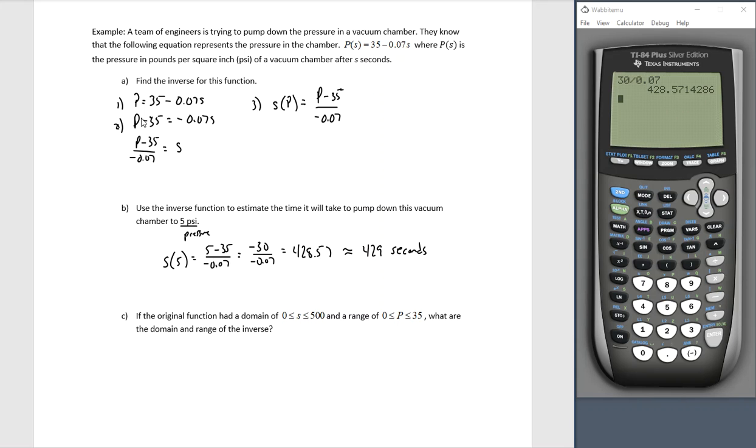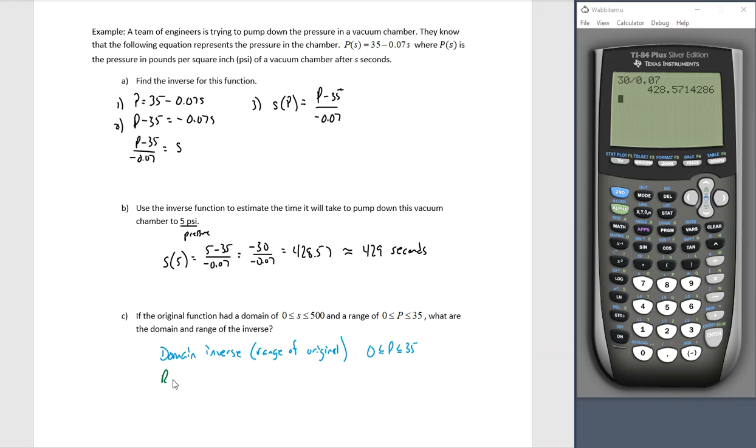If the original function had a domain of 0 is less than or equal to S is less than or equal to 500 and a range of 0 is less than or equal to P is less than or equal to 35, what are the domain and range of the inverse? So I'm going to go with domain of inverse, and I'll put in parentheses range of original. That's 0 is less than or equal to P is less than or equal to 35, right? Because the pressure for the inverse, the pressure is the input. That's going to be our domain.